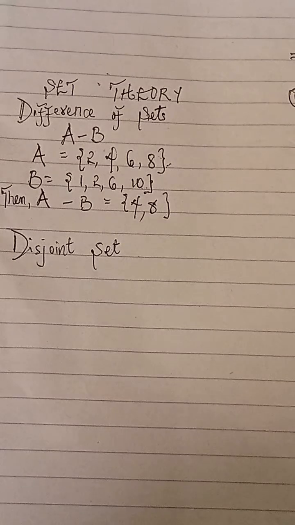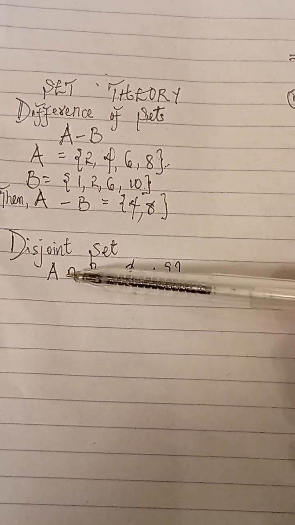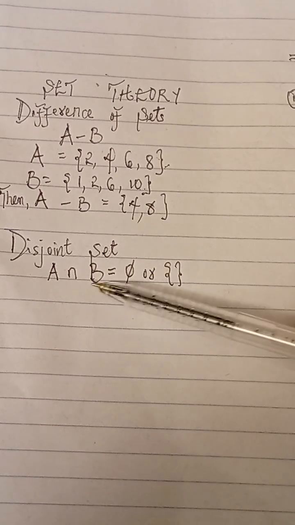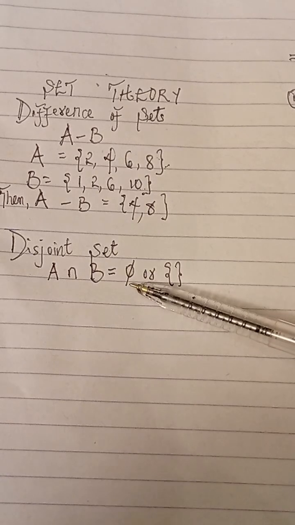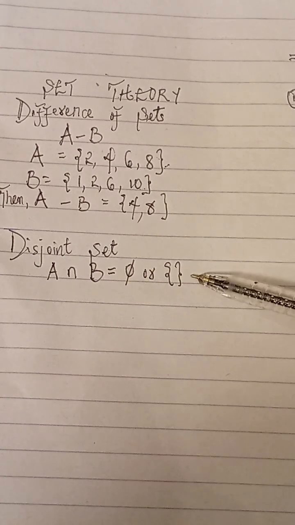Okay, the second one is disjoint sets. For something to be disjointed, it means they are not together, right? Simple English. So that gives us a clue. What is a disjoint set? This is what a disjoint set is: A intersection B is equal to the empty set. Remember, intersection means what is common, right? If you remember the symbols on sets from the last class, whichever way you write it is still correct.